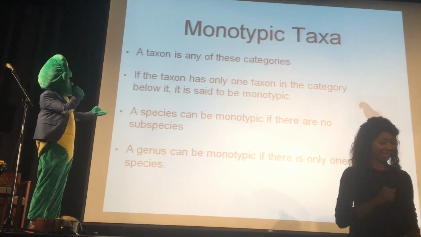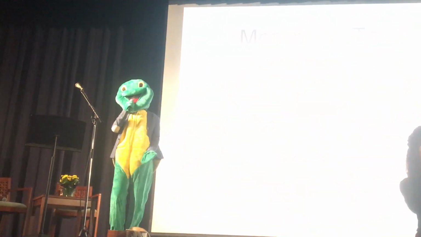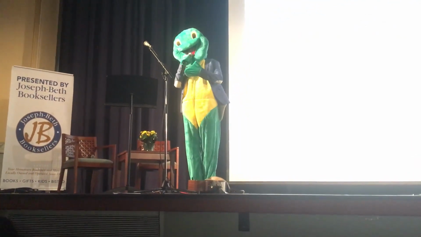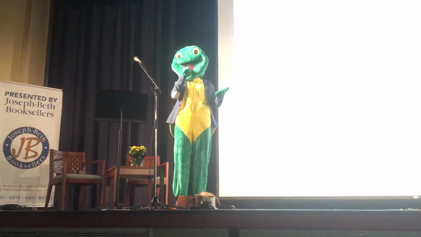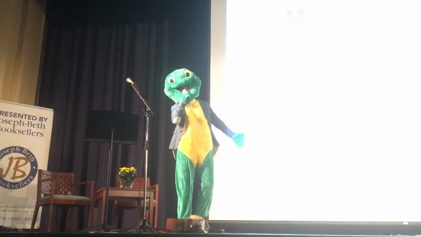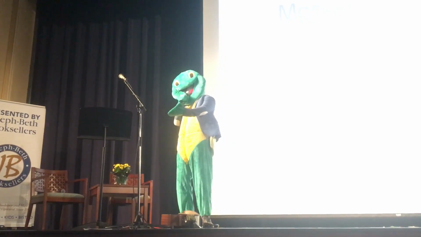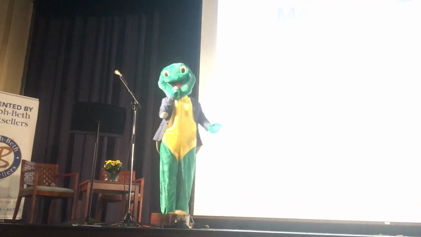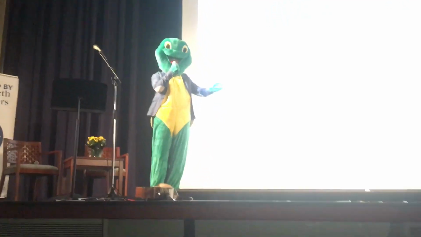Next slide, please. A monotypic taxon is any taxon that has only one category in the taxon below. And so a monotypic species would be a species with only one subspecies, and thus no subspecies, like the indigo macaw. Also, like all of you in this room, Homo sapiens. Also, like Turtleman, we're also a monotypic species. But you could also have a monotypic genus, which would be a genus with only one species and no subspecies.